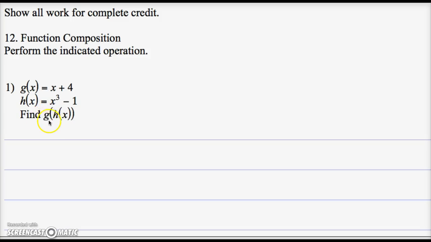So we have our function g. So g of x says take x and add 4 to it. So take my input. So that's what this says. This is my input. Take my input and add 4 to it. Okay, whatever my input is, I add 4. Well, now my input happens to be h of x. Okay, so take my input, which is h of x, and add 4 to it.